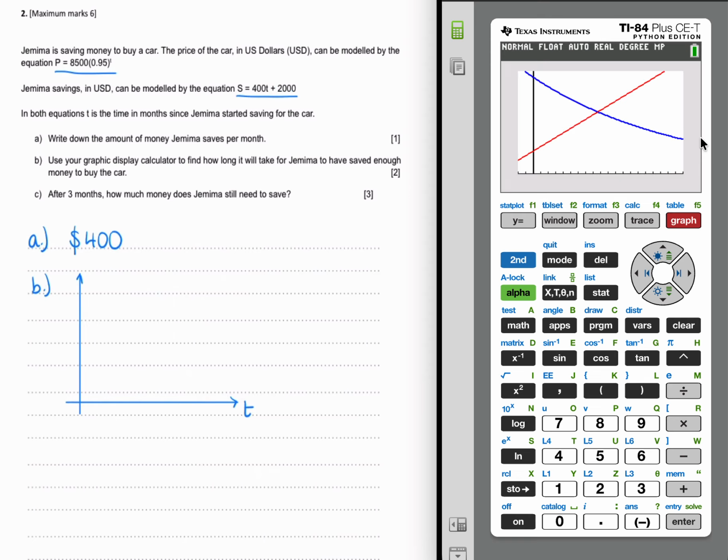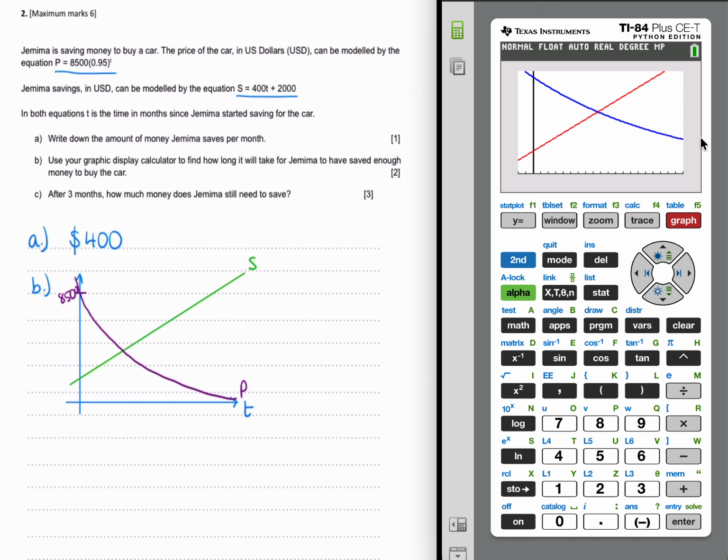Okay, and now we can see what's happening much clearer. So we have the savings, where she starts with 2,000 and it's a linear increase. This is the equation for S. And then we also have the cost of the car, which seems to be showing something like this, and starts out here at 8,500, and this is the cost of the car, C, or P, sorry, they have in the question.